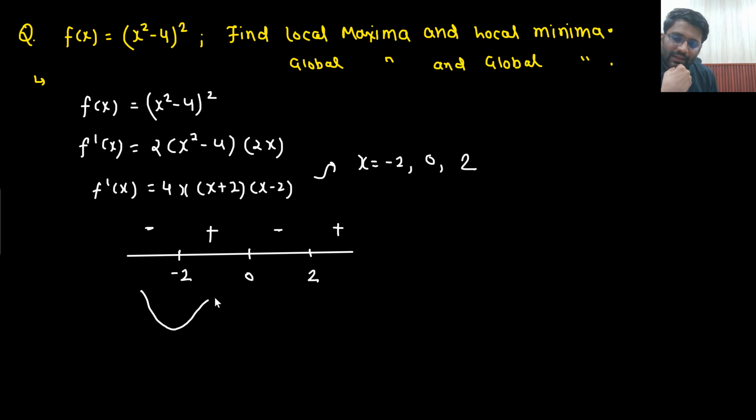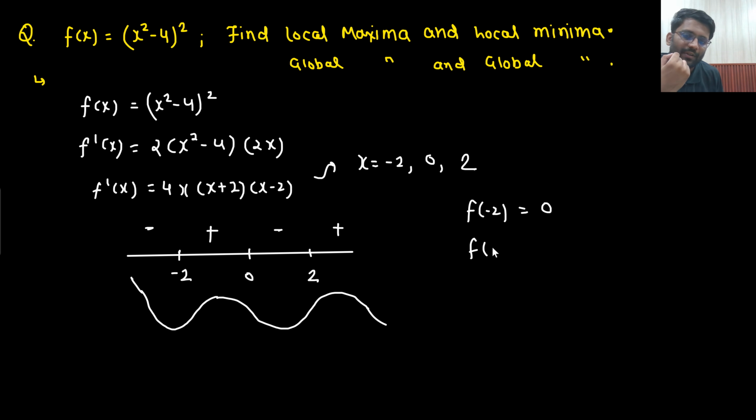Plus, minus, plus, minus. The graph decreases, then increases, then decreases, then increases. This is the scenario you are getting. So first find out the value of f of -2. If you put -2 here, the value is coming out to be 0. What is the value of f of 0? f of 0 is nothing but 16, right? If you put 0 here, 16. What is the value of f of 2? f of 2 is also 0.